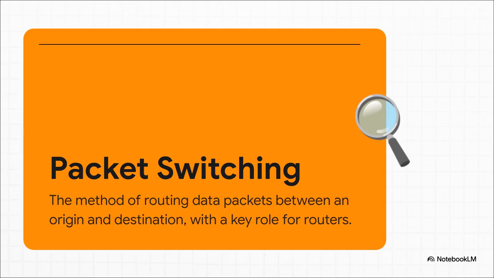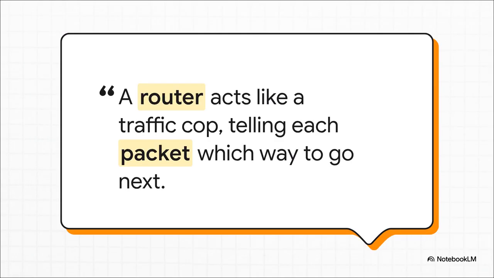Now, this isn't like a train that's stuck on a single track. Instead, every single packet is its own independent traveler. The network decides the best path for each individual packet at the very moment it's sent. This is what makes the whole internet so incredibly resilient and efficient. If one road is blocked or has a traffic jam, the packets just take a different route. No big deal. And the hero of this whole process is the router.